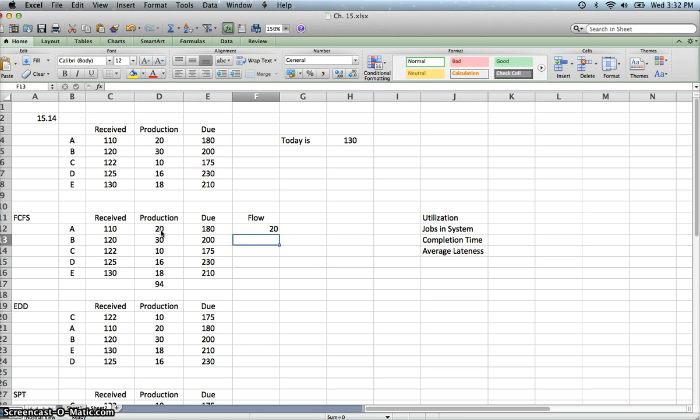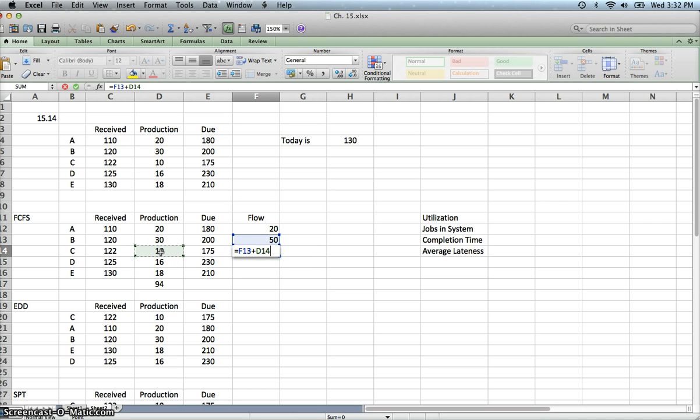The next one actually is the 20 days plus the 30 days. So what we're really saying in flow time is that it will take us 50 days from today to complete B. And then, of course, we're going to then add this to that.